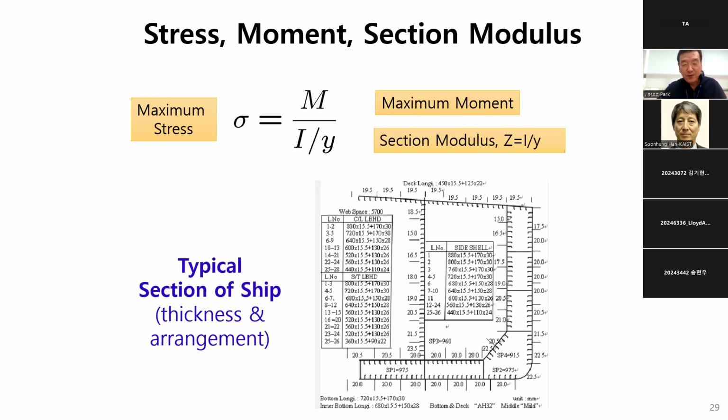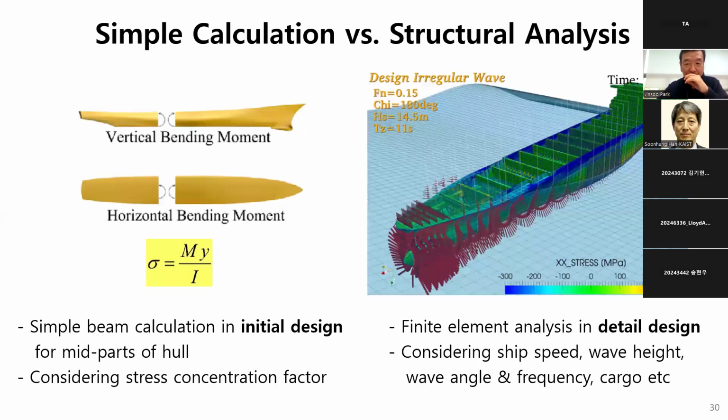Here is an example of design of section for a bulk carrier or tanker. In the initial stage, sometimes this simple equation is very effectively used in actual calculation. But in the detailed design stage, after initial design, very complicated, very fine mesh structural analysis should be performed. So the approaches in the initial design and later design stages are different.